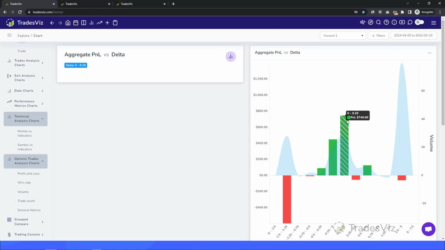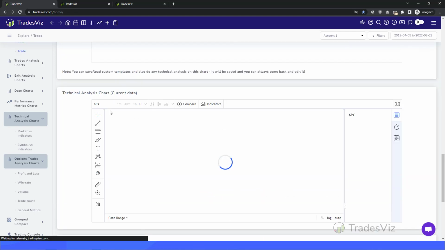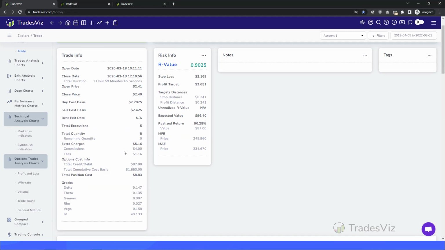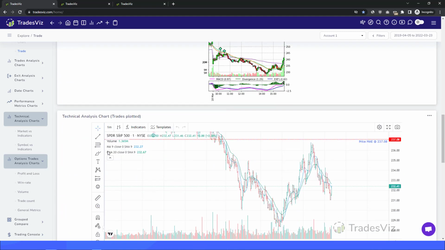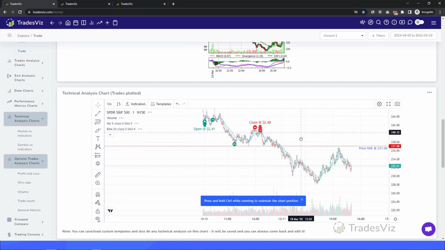Here it says that trades that have the total delta of 0 to 0.25 have made a profit of $746. Right? So these are all the trades. Let's take this very simple SPY trade. So it's a simple scale in, scale out trade. There isn't any fancy options strategy. It's the same strike, it's the same expiry date. So we're just looking at whether we can optimize this or not, right?